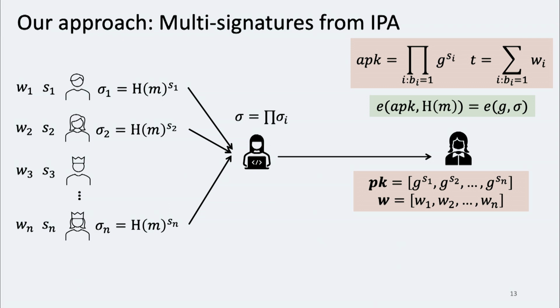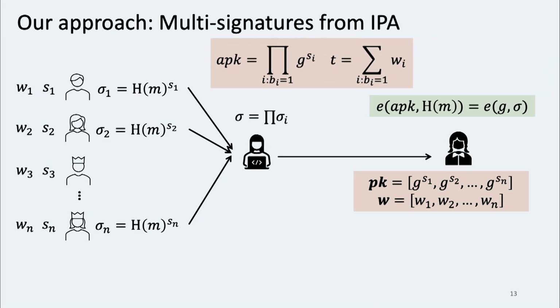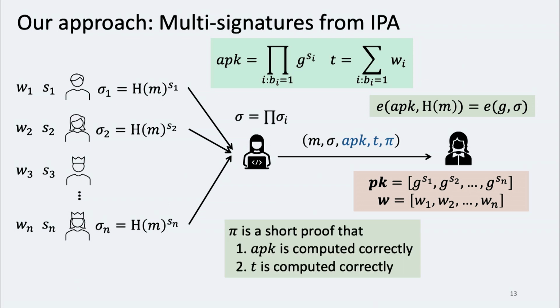Right? We want to lift this responsibility from the verifier and give this task to the aggregator. The aggregator is already doing linear work, so it's not a big deal to add more linear work to the aggregator. But now the aggregator is responsible for computing the aggregated public key and the combined weight. So it's going to send to the verifier the signature, this aggregated public key, APK, and the weight T, along with a proof, pi, that basically proves to the verifier that the aggregator computed these two things correctly.